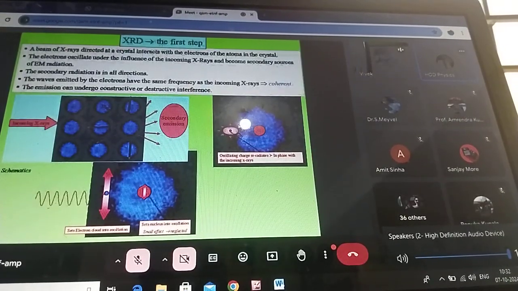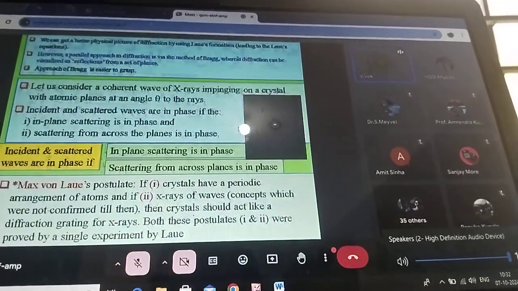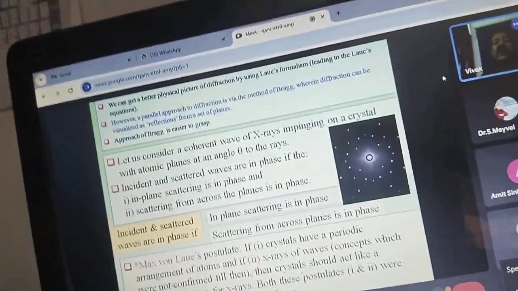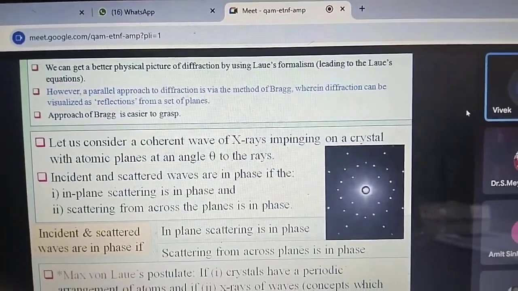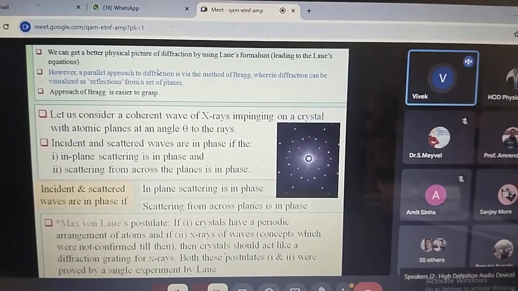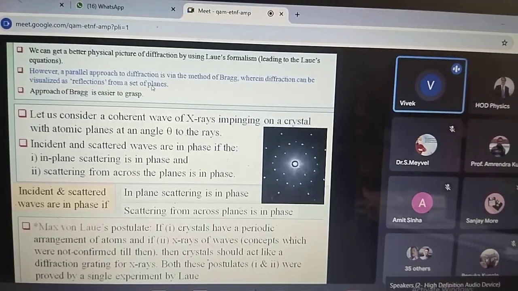We get a better physical picture of diffraction by using Laue's formula, leading to the Laue equation. When we do Laue's experiment, we keep our crystal stationary, so in that case theta is fixed. However, there is a parallel approach to diffraction via the method of Bragg, where diffraction can be visualized as a reflection from a set of planes. This is the difference between what Laue said and what Bragg did.